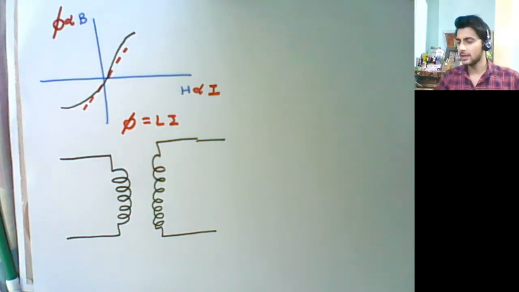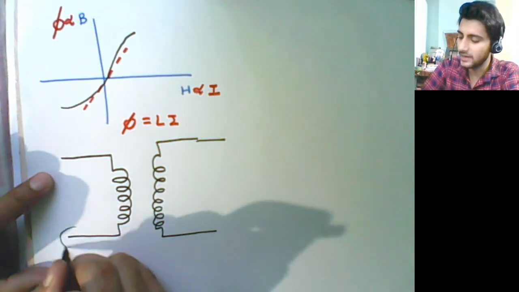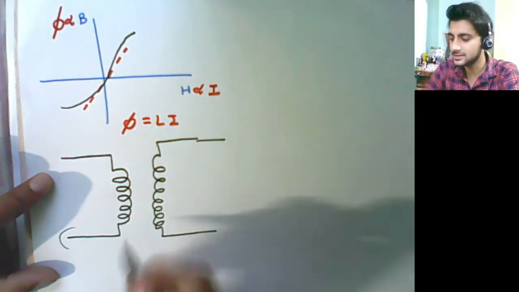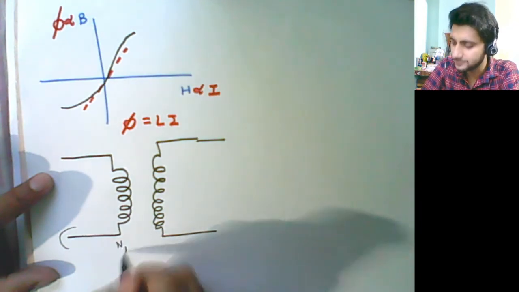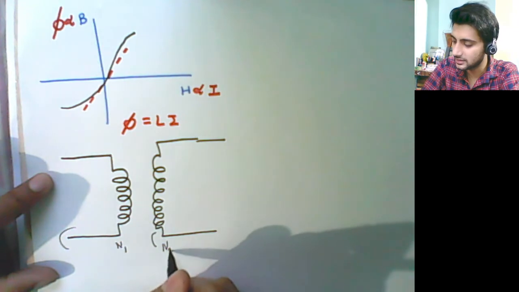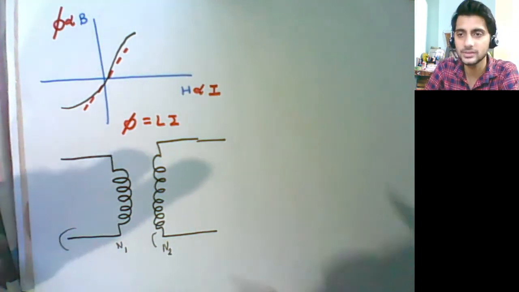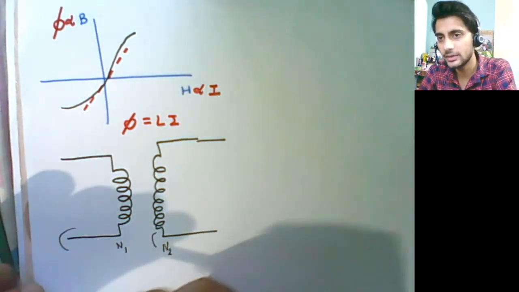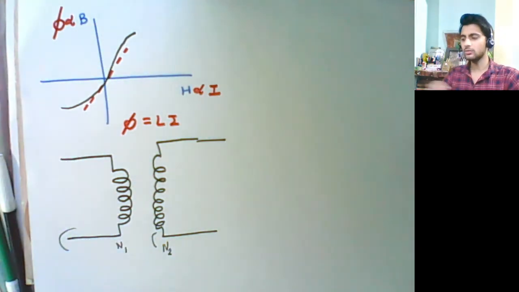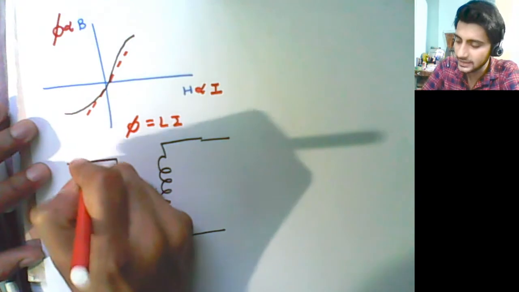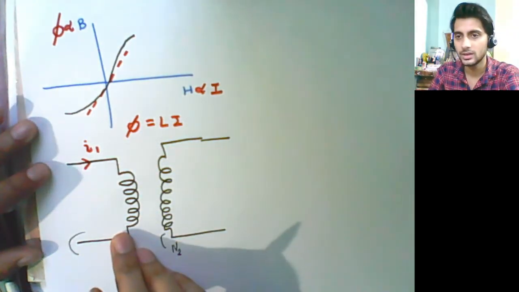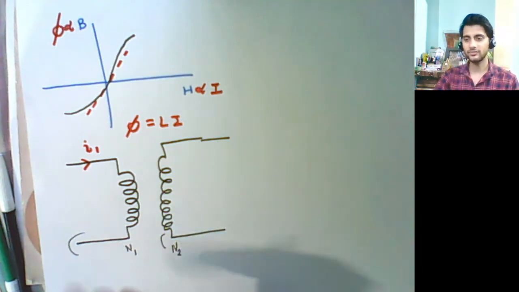And let us say that coil 1 has the number of turns equal to N1, and coil 2 has N2 turns. Okay, so coil 2 is having N2 turns, coil 1 is having N1 turns only. Now, let's say a time varying current I1 is flowing through this. If I1 is flowing through this, then what will happen?